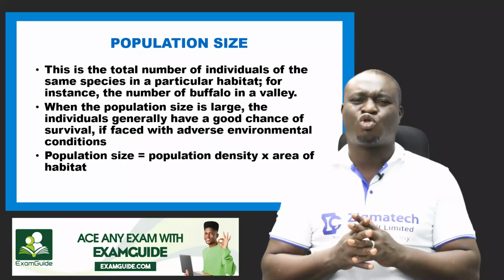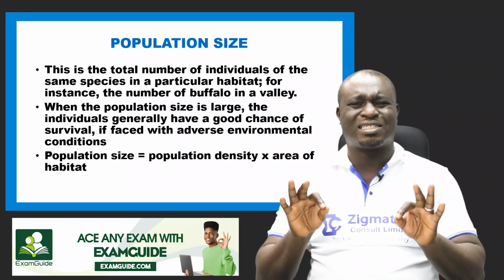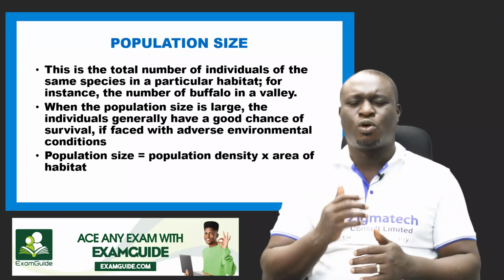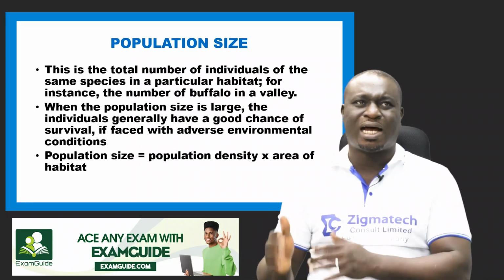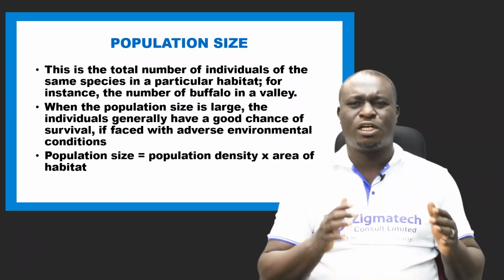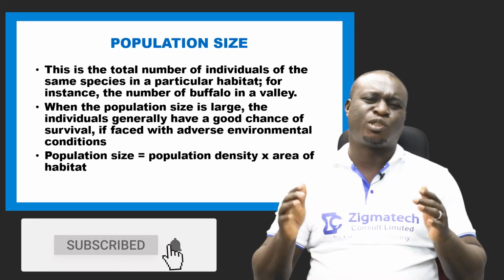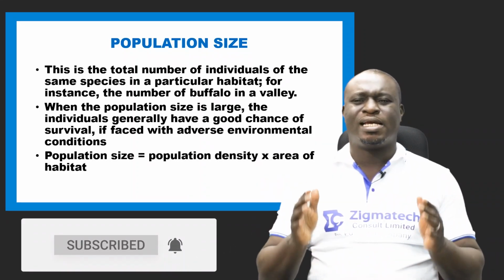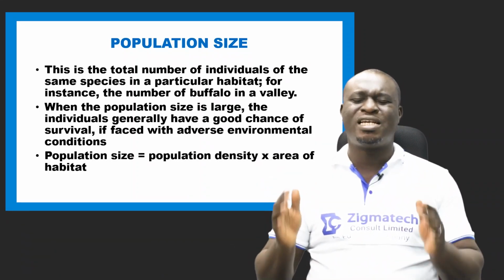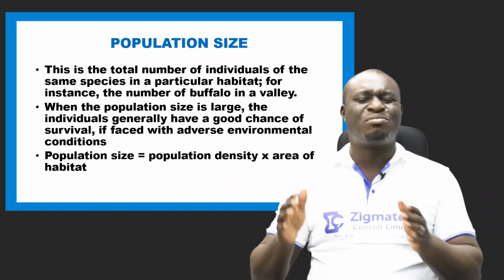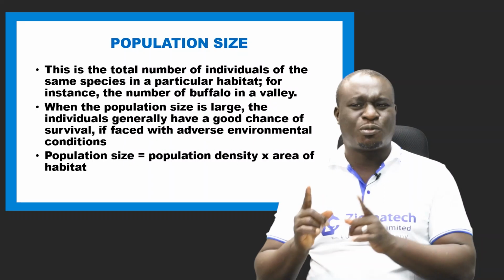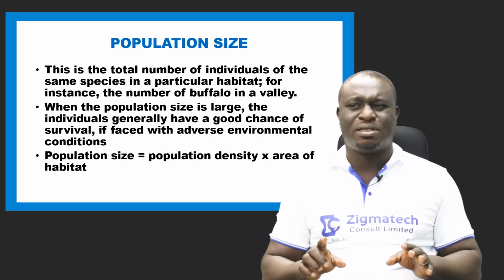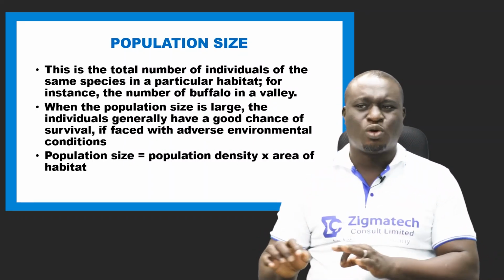Now we have the next one, with what we're going to be looking at. There are some key words we will be talking about in an ecosystem. One of them is population size. Now, what is population size? It is the total number of individuals of the same species in a particular habitat.